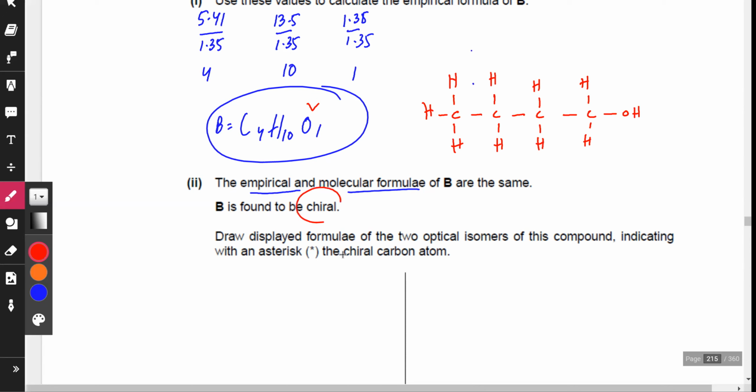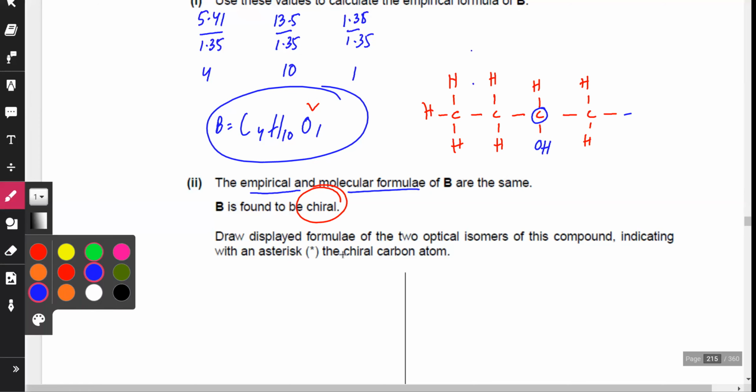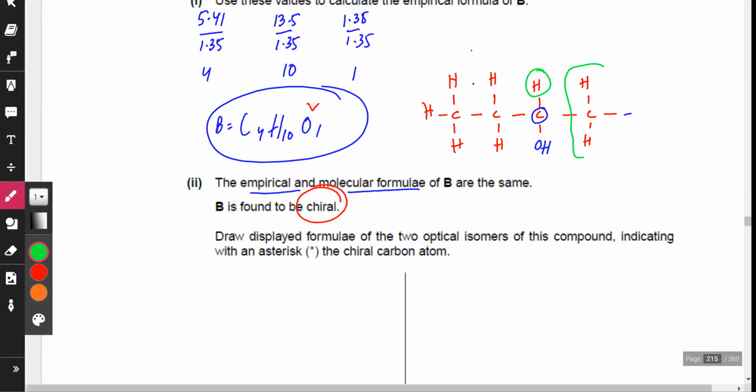Because he said B is found to be chiral. Is this molecule chiral or not? No, it's not, sir, because you need a carbon atom that is bonded to 4 different groups. So for that, what I can do is change the position of OH, take the OH somewhere else. So bring the OH over here and the H over here. Now if you look at this carbon atom, it is actually chiral because it's bonded to 4 different groups.